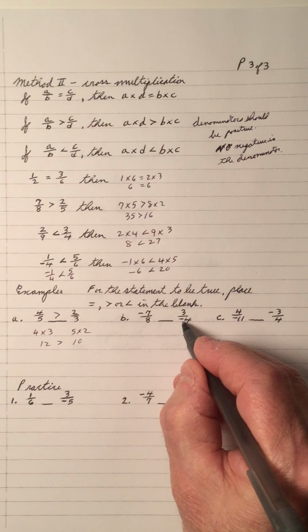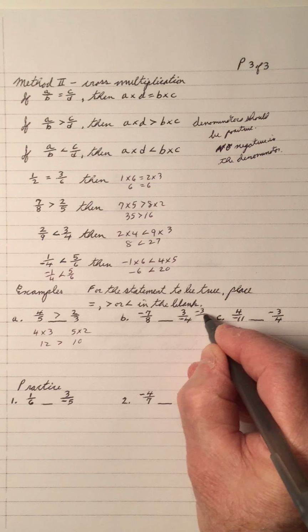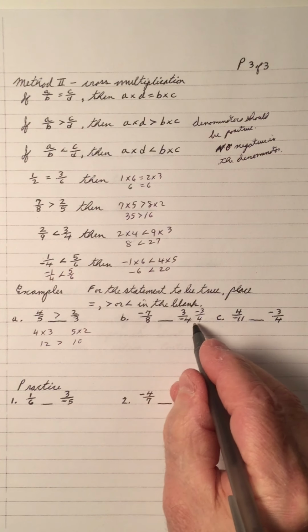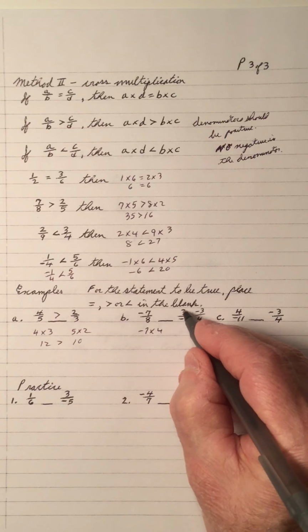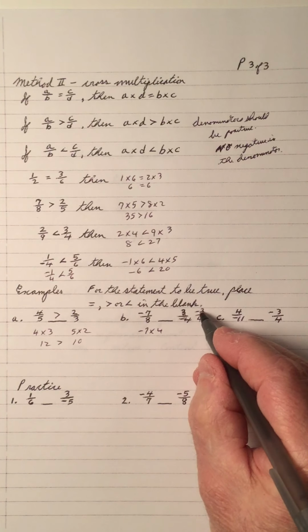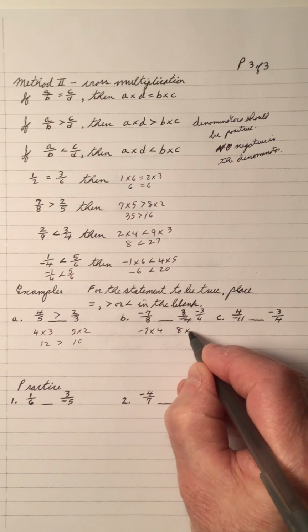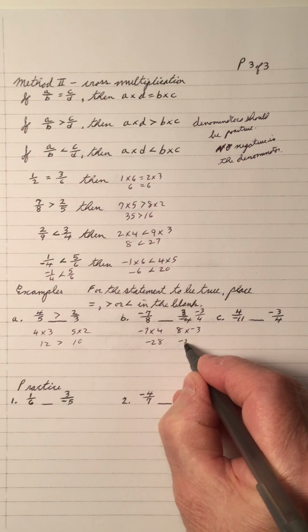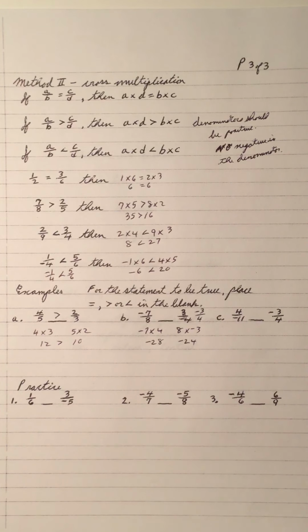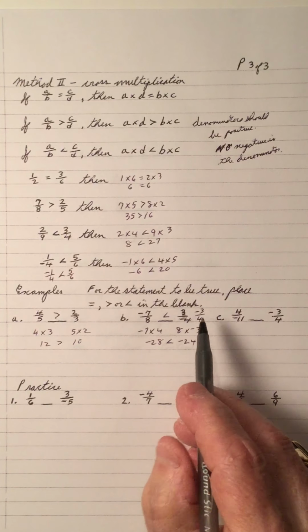Notice I have a negative in the bottom here. Be careful. You've got to have negative 3 over 4. Cross multiply. Negative 7 times 4. We're not looking at this one now. We're looking at this one. So negative 7 times 4 compared to 8 times negative 3. Negative 28 is negative 24. Negative 28 is on the left, so it's a less than. So that's less than.